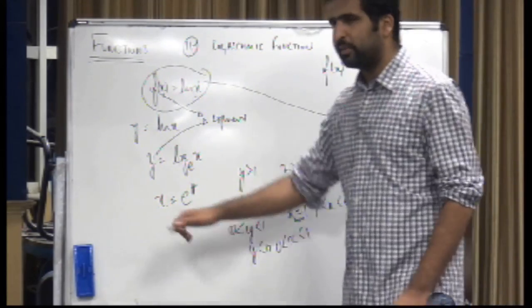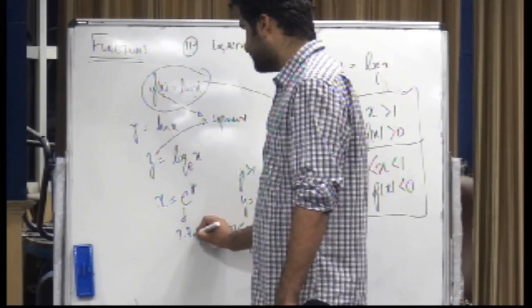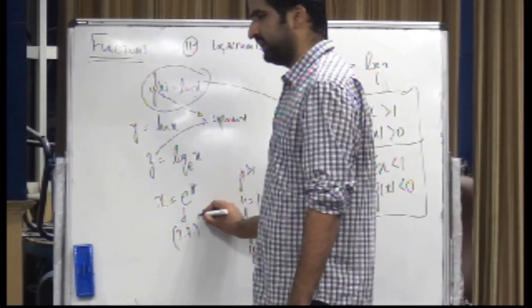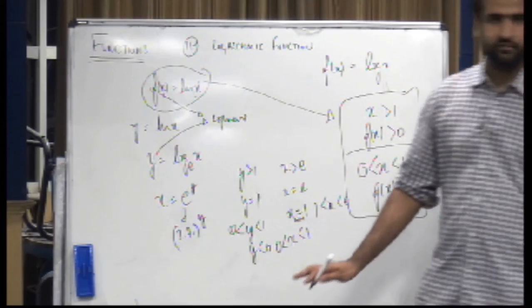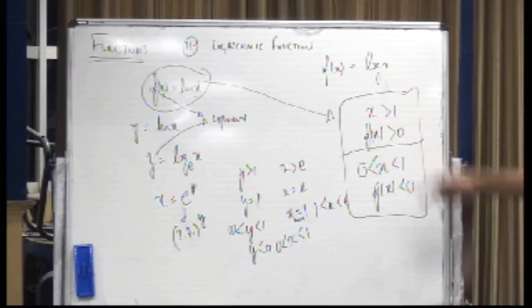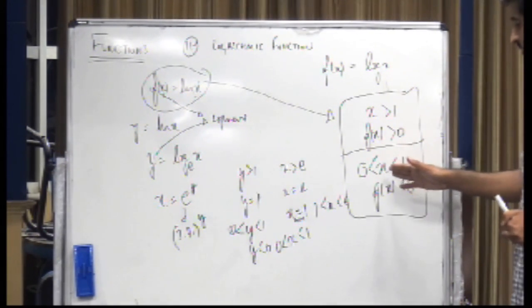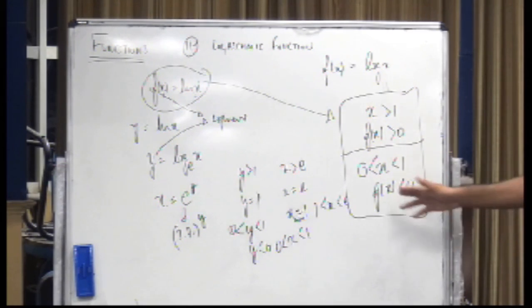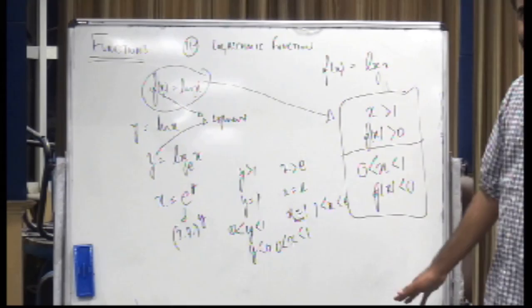But x is never becoming negative because the value of e is approximately 2.71 to the power something, y. Now the power of a positive number can never become negative. So this will always be positive, right? So this is the conclusion which we draw from here. For x greater than 1, f(x) is greater than 0. For x lying between 0 to 1, f(x) is less than 0. Okay, is this clear?